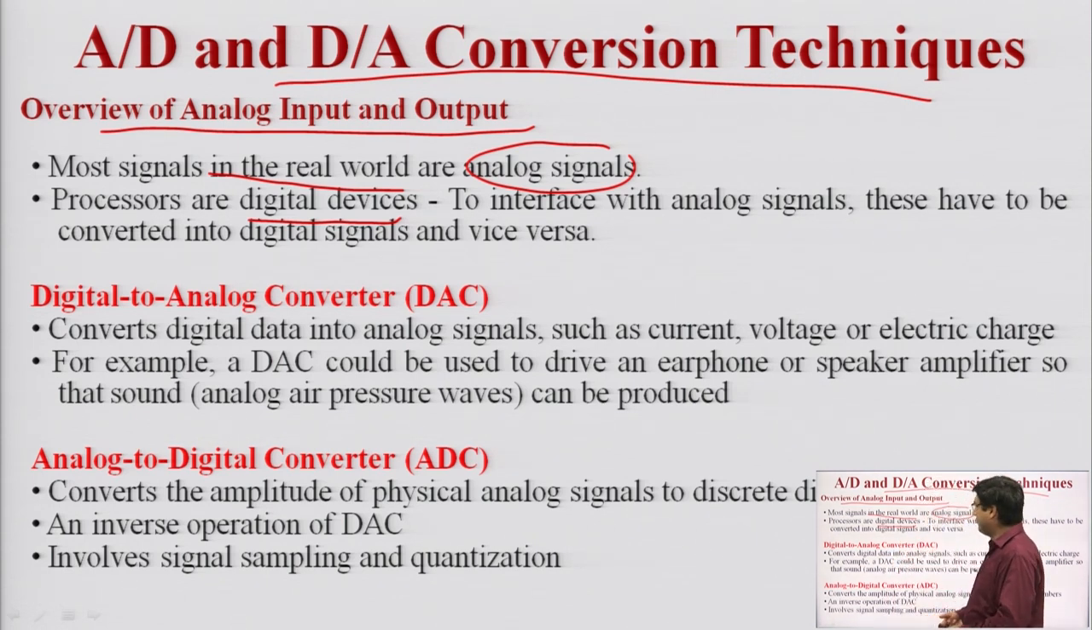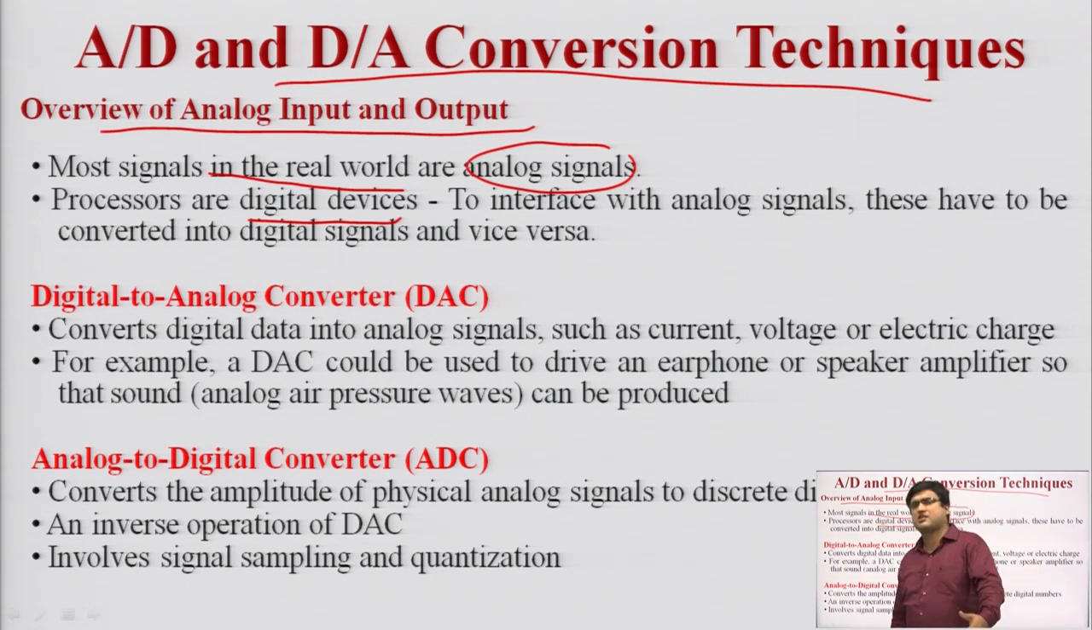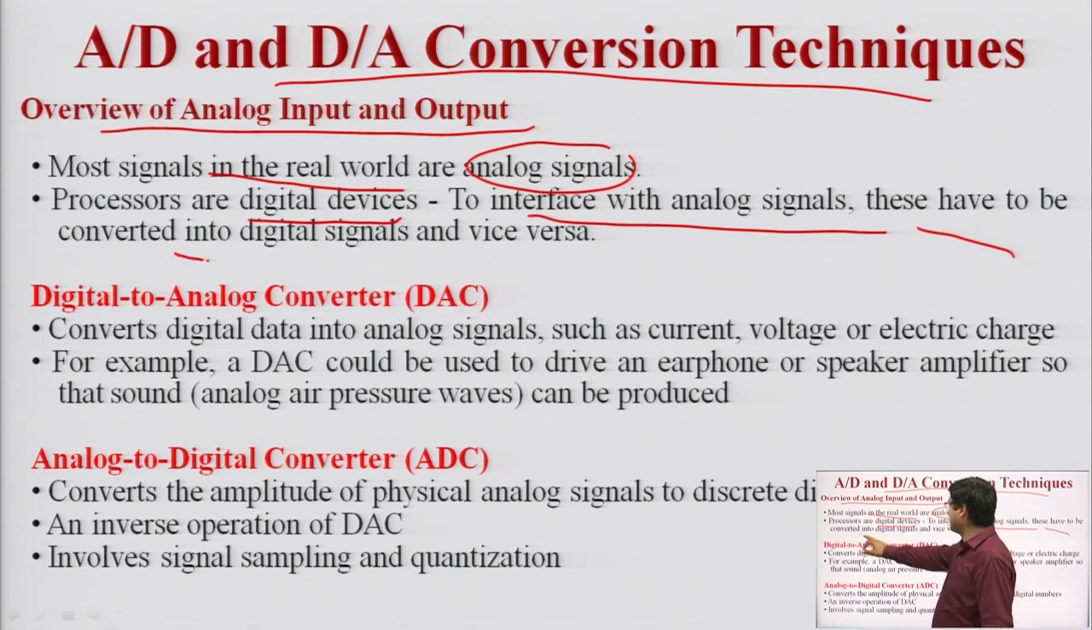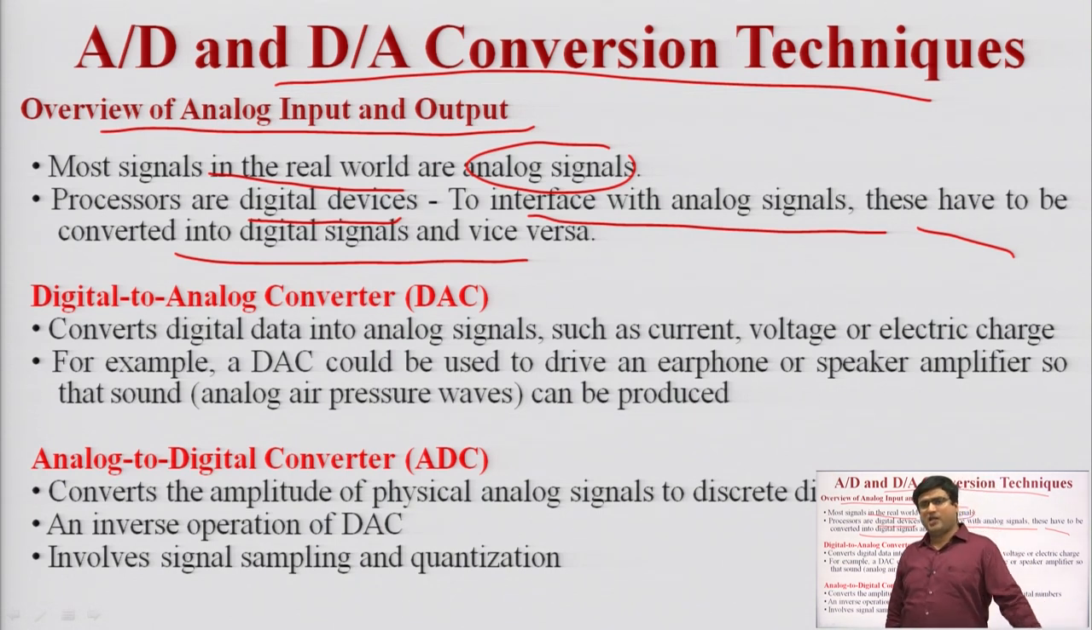So, for processing purposes, we need to convert the analog signals present in the environment into digital signals. To interface with analog signals, they have to be converted into digital signals and vice versa, because our computer can only understand the digital language. But for further use, we again need to convert digital into analog form. So two types of converters, analog to digital and digital to analog, both have to be used in our IoT based systems.